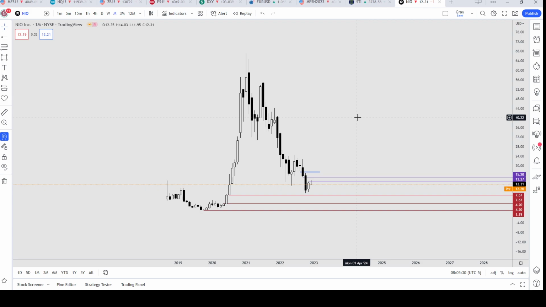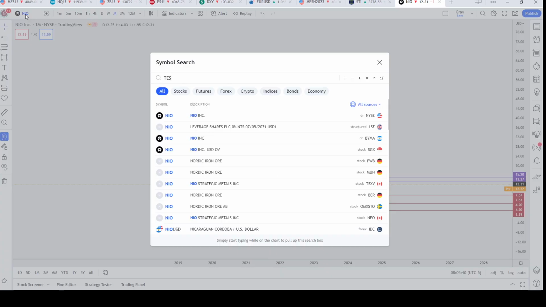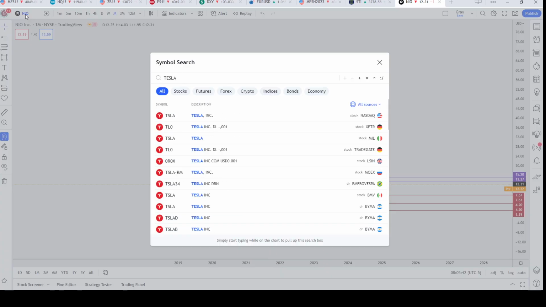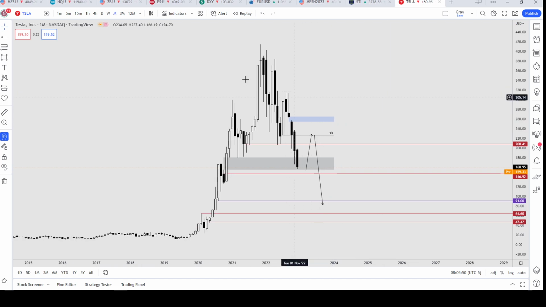Alright, so anyways, let's see if this plays out. Okay, the Netflix chart played out pretty well, and the Tesla chart played out very well as well. So let's see if it continues to deliver. Alright, so yeah, for the Tesla chart it's pretty simple, right? I'll just do a breakdown.